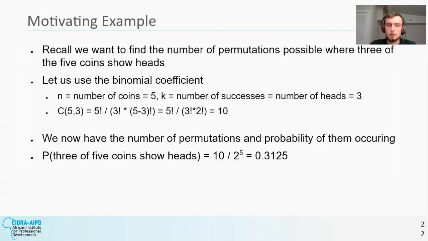So now if we want to compute the probability that 3 of our 5 coins show heads total, it's still the number of permutations divided by the size of our sample space. So that's going to be 10 divided by 2 to the 5th, which is going to give us some number.